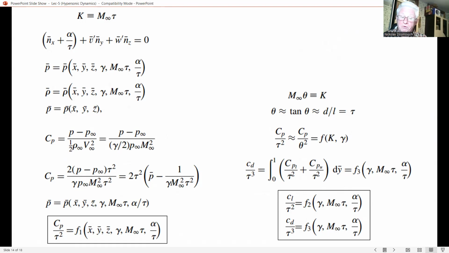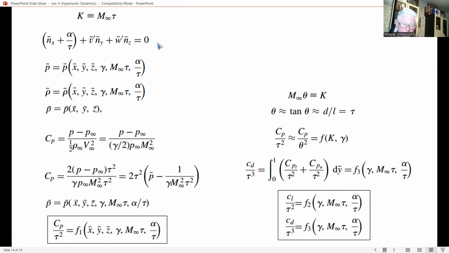For an affinely related body at a small angle of attack alpha, the principle of hypersonic similarity holds as long as, in addition to gamma and M infinity tau, alpha over tau is also the same. For this case, the only modification to the preceding derivation is in the surface boundary condition, which in our case is slightly changed. So for a small alpha, we can rewrite it in this form, and that should be equal to 0.